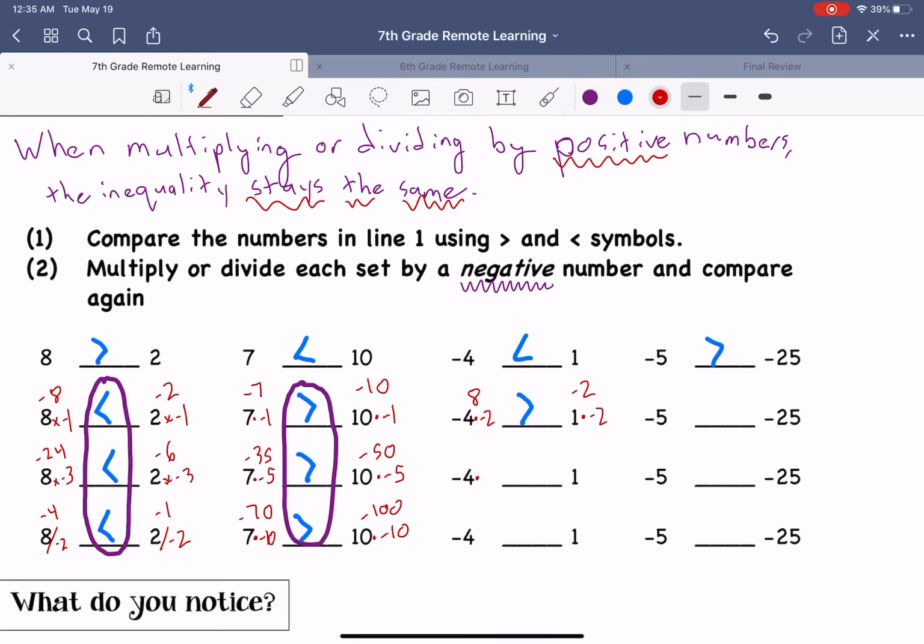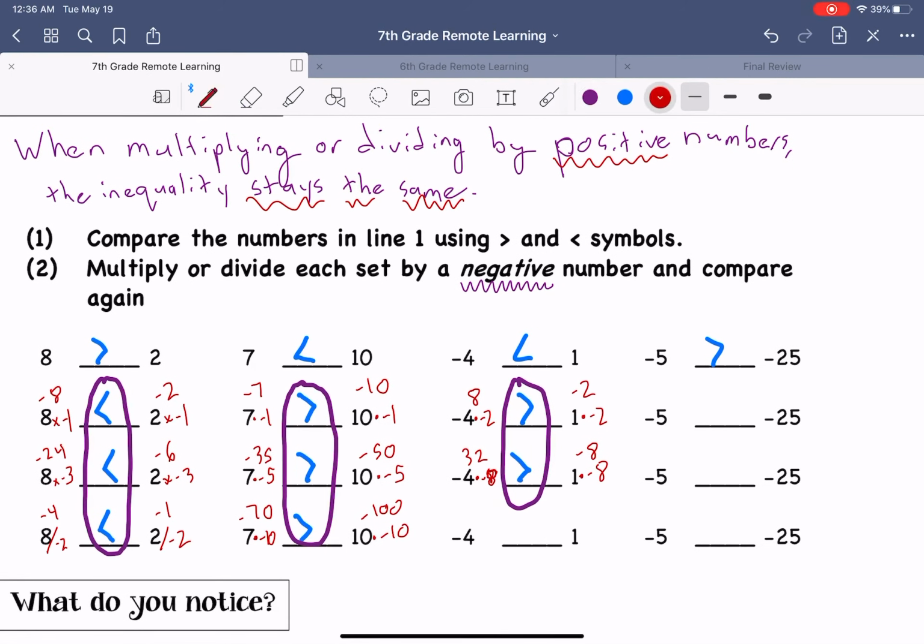Let's try multiplying by, what haven't I done yet? Let's do -8. Ooh, that was a tricky 8. There we go. Times -8. Okay, so we've got now here a +32 times -8. 32 is greater than -8. Okay, so we see that it's flipped.